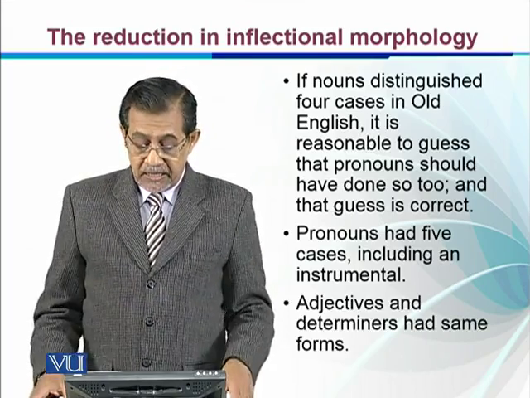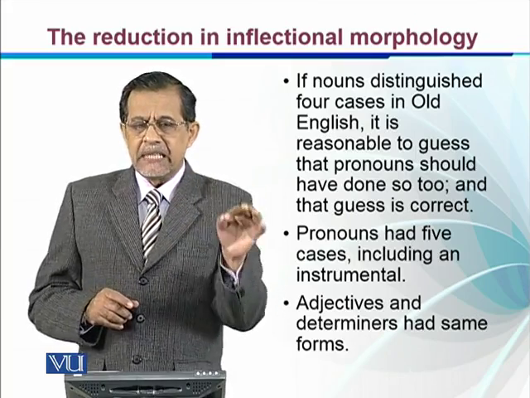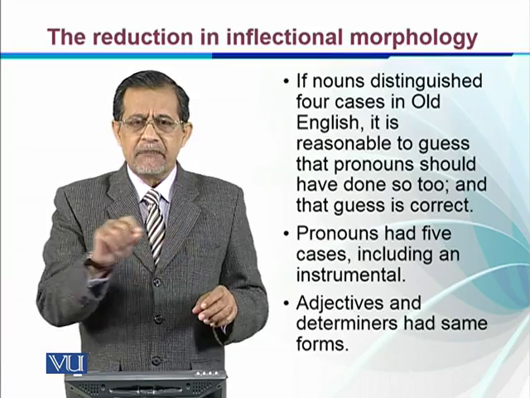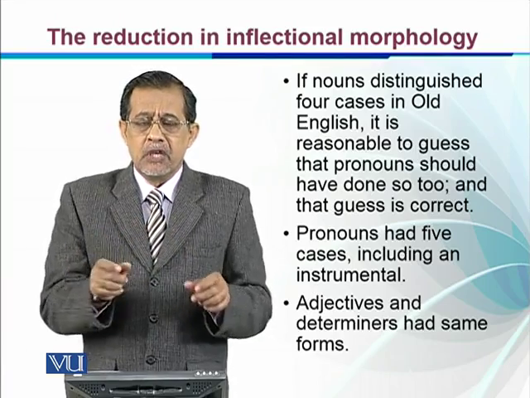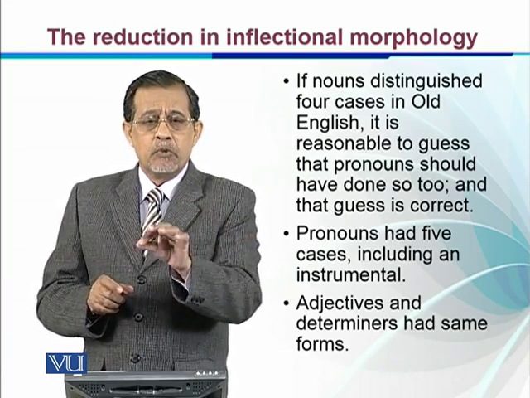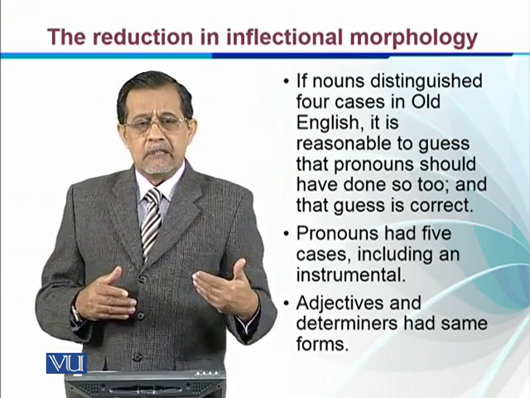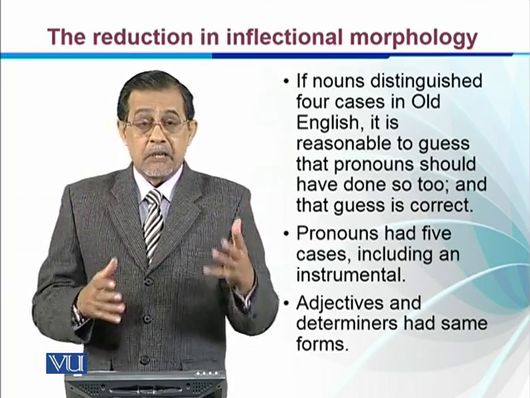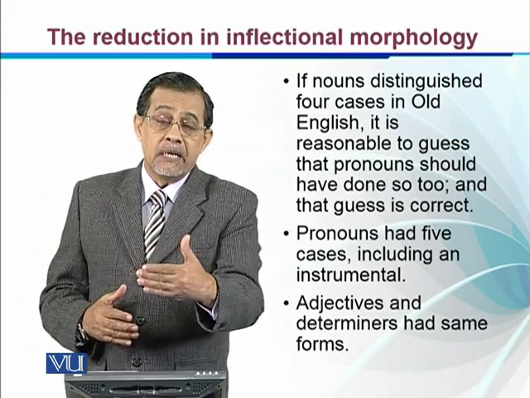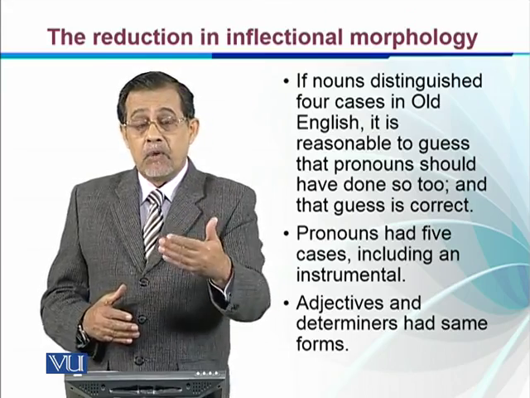Adjectives and determiners had the same forms. So if the noun was in accusative case, the adjective had to be in accusative case. If the noun was in dative case, the adjective to that noun had to be in the dative case. So there were affixes attached to the adjectives to show that they are in a certain case that conforms to the noun, and similarly the determiners too agree with the noun they determine, right? As the adjectives used to agree with the noun they modify.